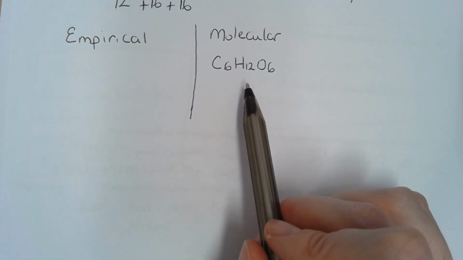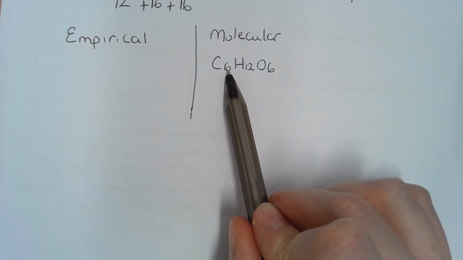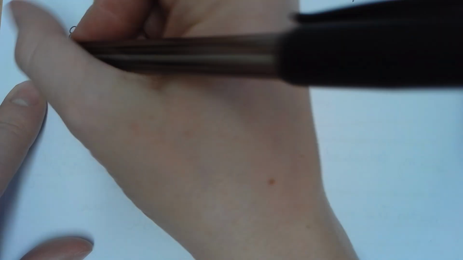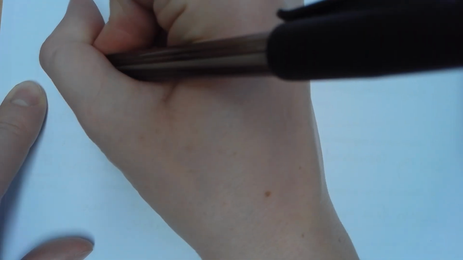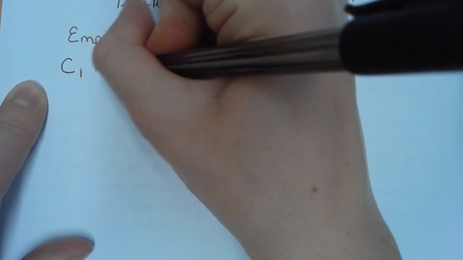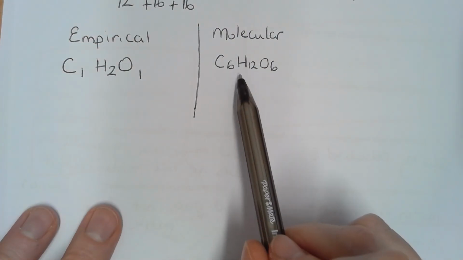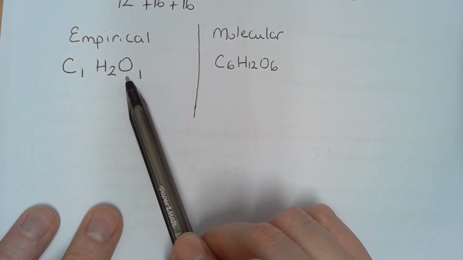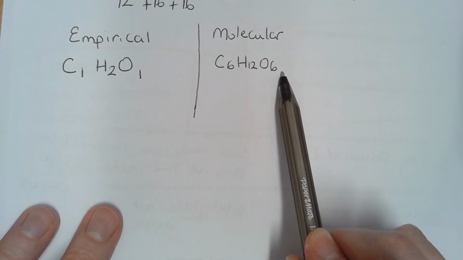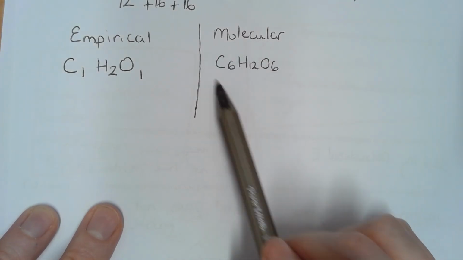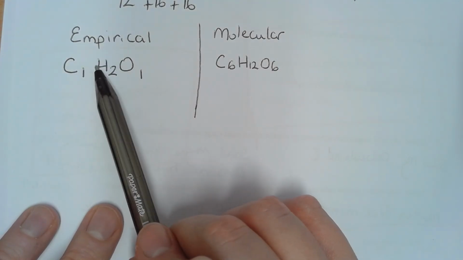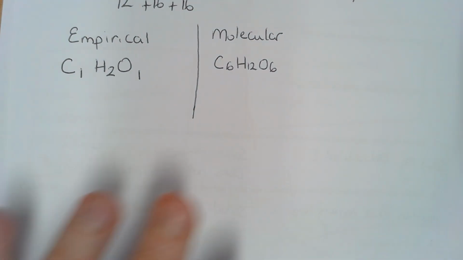The biggest number that divides evenly into 6, 12 and 6 is 6. And if I divide all of those numbers by 6, 6 divided by 6 is 1, 12 divided by 6 is 2, 6 divided by 6 is 1. So I can simplify this formula by dividing across by the biggest number that divides in evenly. So molecular is the actual number of atoms, empirical is the simplest whole number ratio.